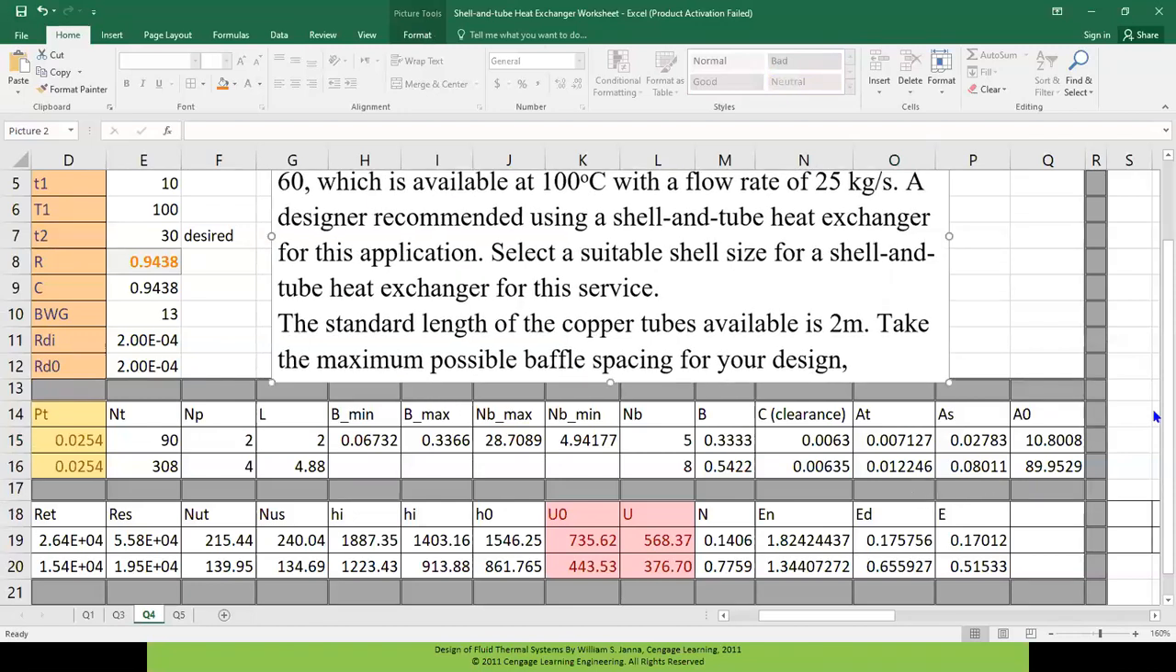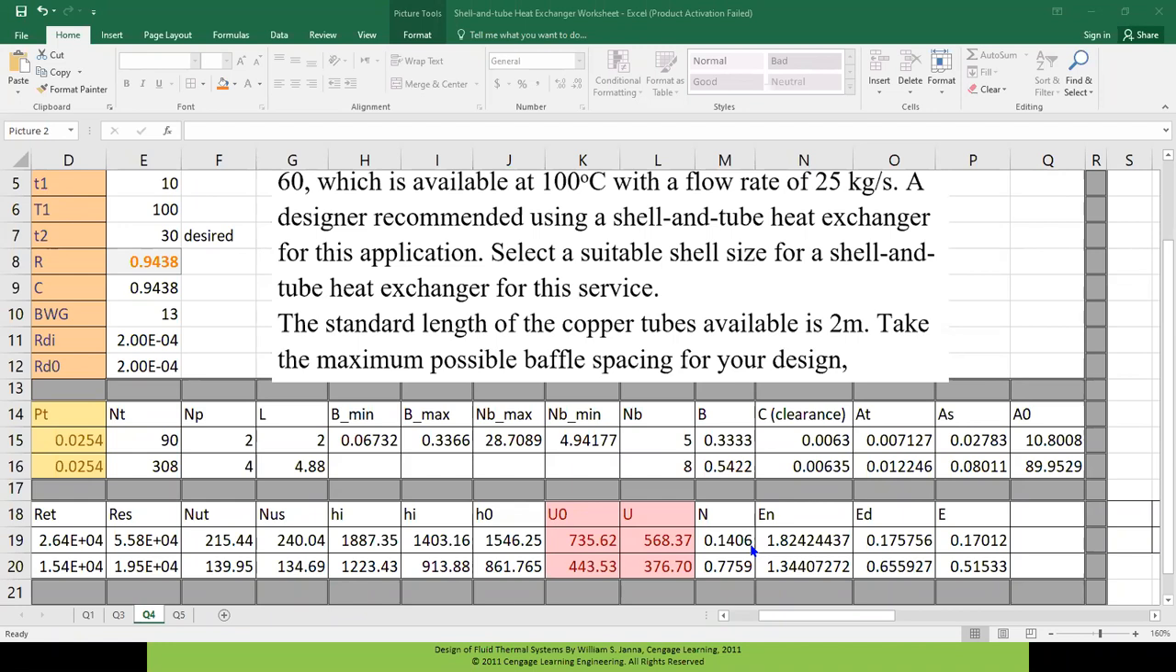Doctor, one thing I'm confused. Yes, how much is AT? Doctor, yes, tell me. For the tube sizing, we need the BWG. So how do we calculate BWG?